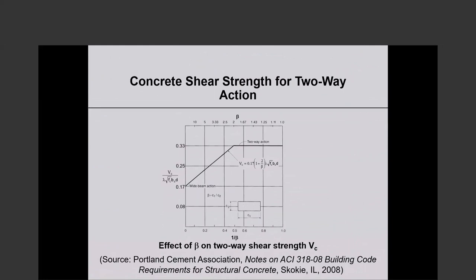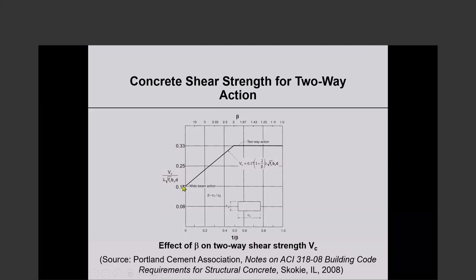Okay. Now, of the three expressions that you saw for V sub c, in the first expression, V sub c was a function of beta, the long side to short side ratio of the column. And that expression gives you shear strength. So on the x-axis is 1 over beta, not beta. So 1 over beta would be the short side to long side ratio. Okay. And on the y-axis is V sub c, that is non-dimensionalized, however you call it, normalized.